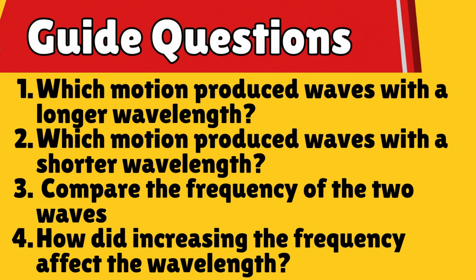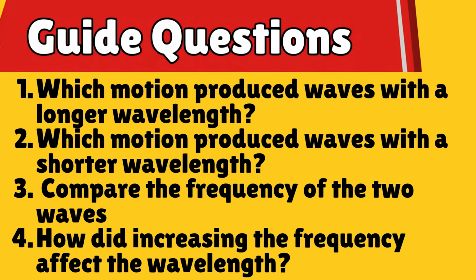Another guide question, number 1. Which motion produced waves with a longer wavelength? Number 2. Which motion produced waves with a shorter wavelength? Number 3. Compare the frequency of the two waves. Number 4. How did increasing the frequency affect the wavelength?